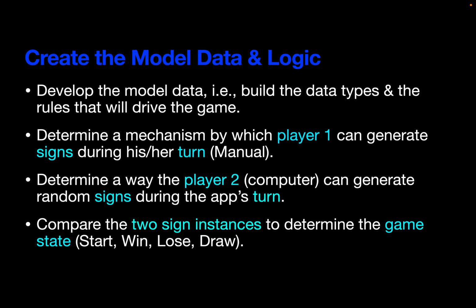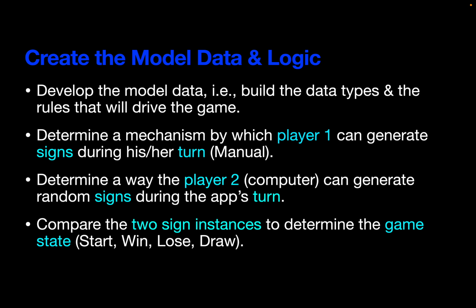The third item is to determine the mechanism by which player two, in this case your computer, is going to generate signs, because the way the program is being designed, you're supposed to be playing against your computer. We're determining a mechanism by which player two can generate random signs during the app's turn. So in this case, we want the computer to randomly choose one of those three signs. Everything has to be very random and very unpredictable. So we're going to develop the code to be able to do that.